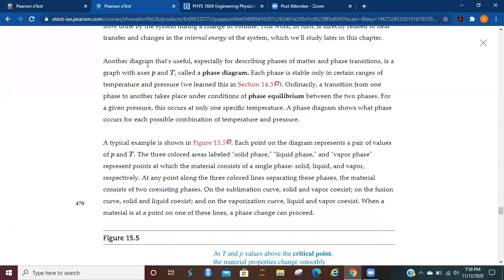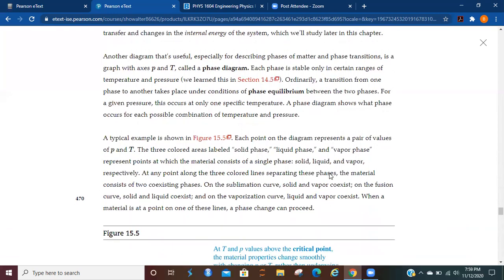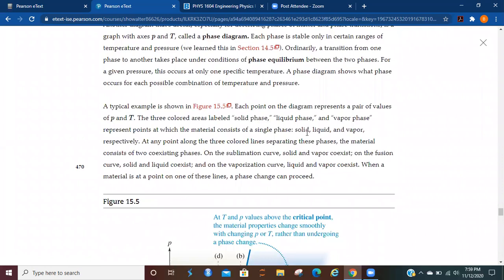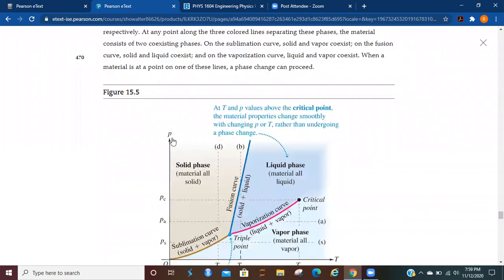So another diagram that is useful, especially for describing phases of matter and phase transitions, is instead of graphing pressure and volume, to graph pressure and temperature. And this is going to be referred to as a phase diagram. Each phase is stable only in certain regions of temperature and pressure. Ordinarily, a transition from one phase to another takes place under conditions of phase equilibrium between the two phases. So for a given pressure, this occurs only at one specific temperature. And this is sort of what we're talking about here.